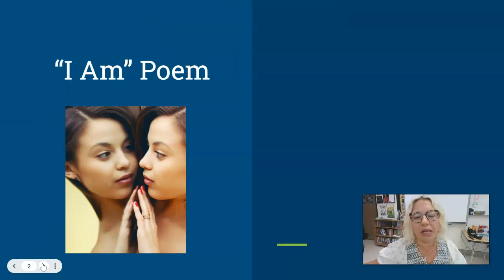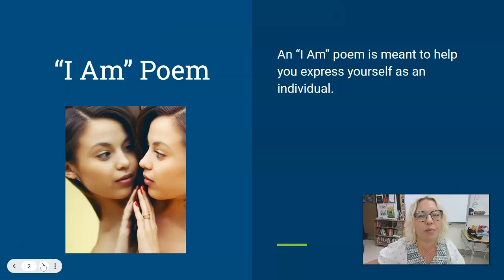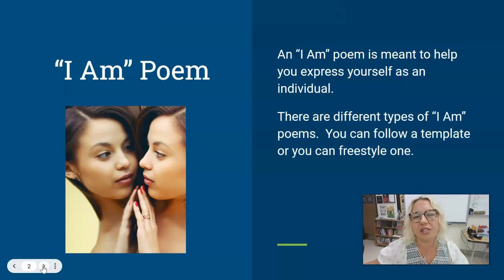An I Am poem is a poem that is about you. It's meant to help you express who you are, or who you are right now, or how you feel right now as an individual. There's different types. Some are prescribed. They're very specific from a template, and you just kind of fill in the blank. And I'll show you how to do those. And then others, you can just take it and run with it. If you feel like being more creative and not following the template or changing the template a little bit, you sure can do that as well.